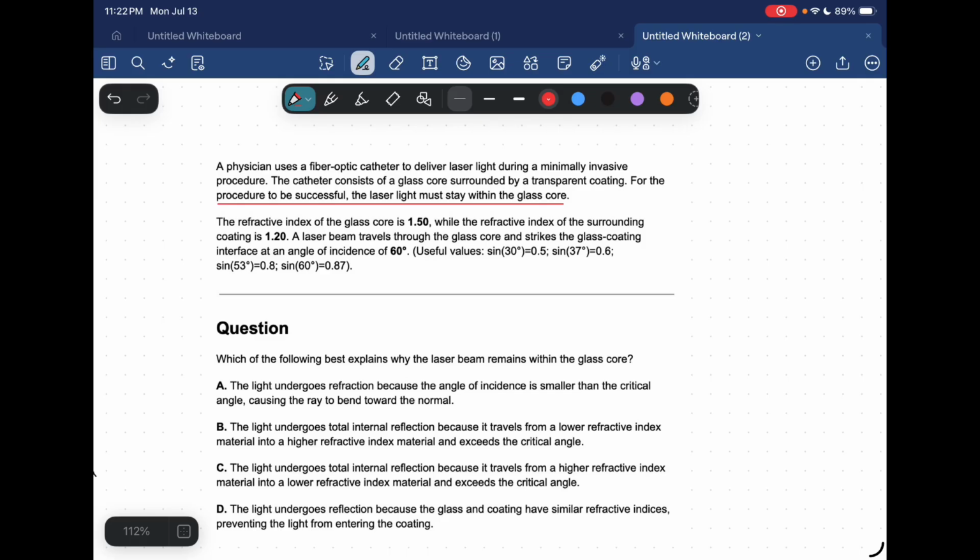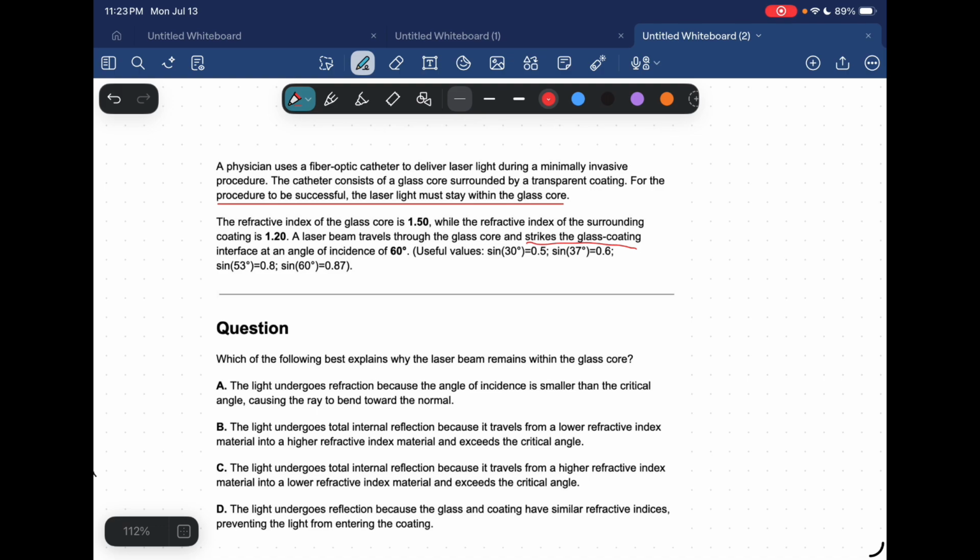So when it strikes the glass coating interface, we don't want the light to refract into the coating medium. We want it to reflect at the interface and stay within the glass. This is a classic example of total internal reflection. And what is total internal reflection?